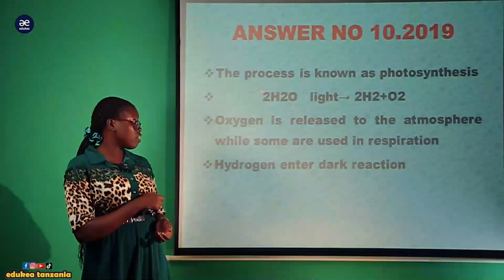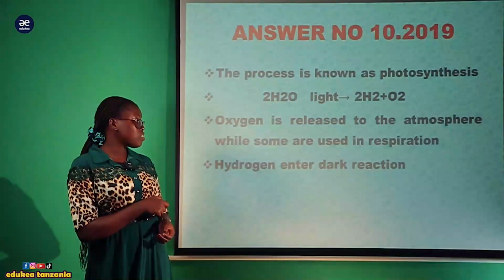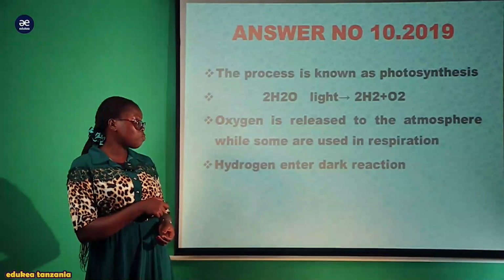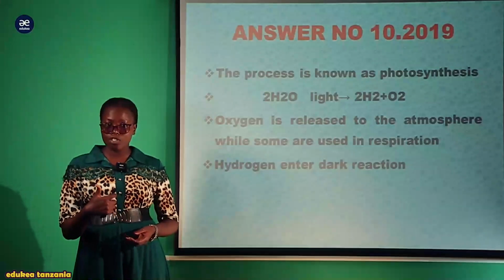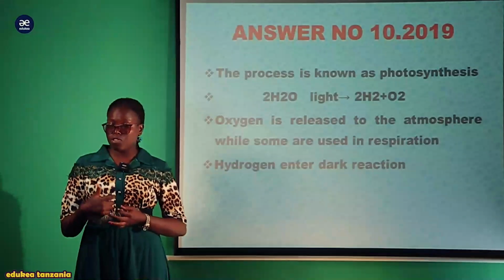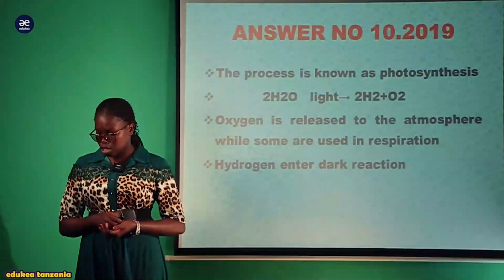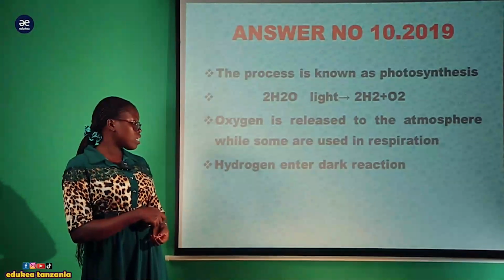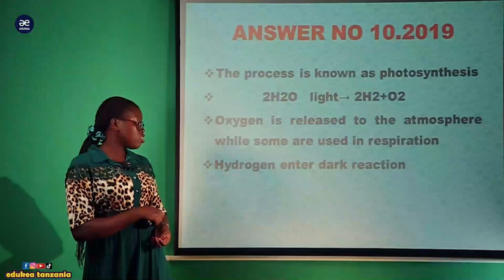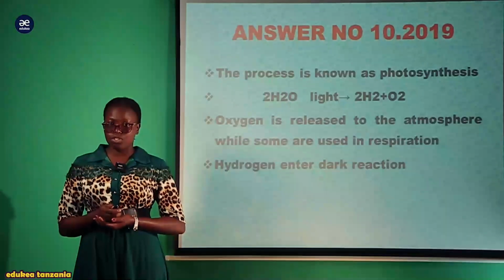As you see in the reaction, the water molecule is split by light, or sunlight, to give oxygen and hydrogen, where the oxygen is released as a by-product to be used during respiration, and also for gaseous exchange by the plant. Oxygen is released to the atmosphere while some is used in respiration, and the hydrogen enters into the dark reaction.